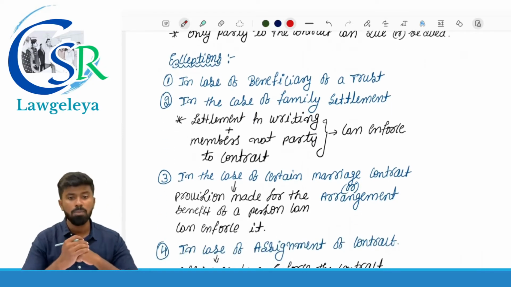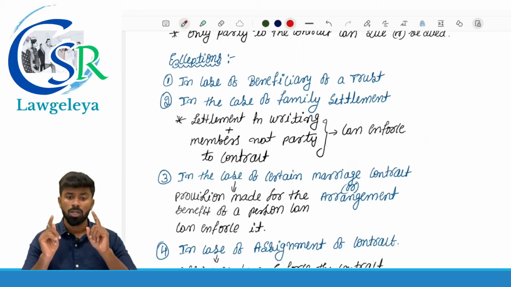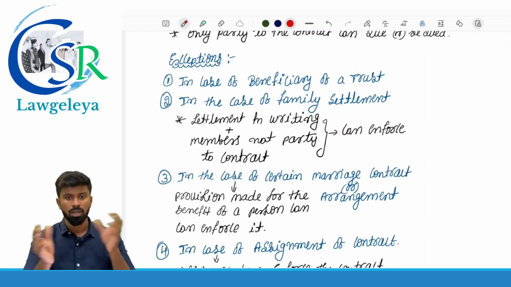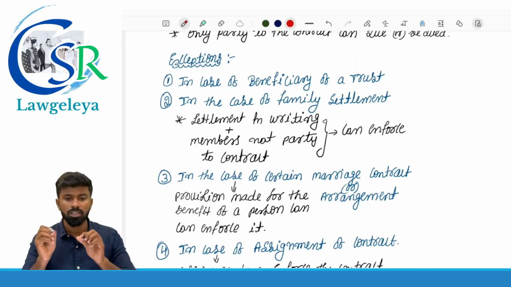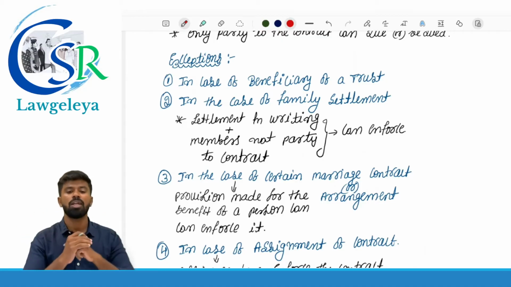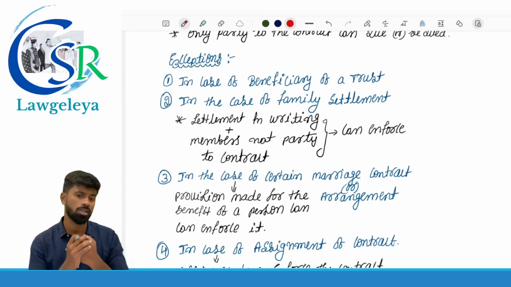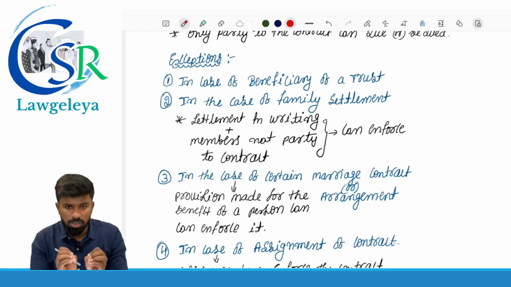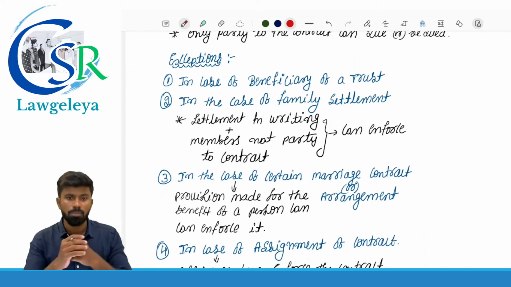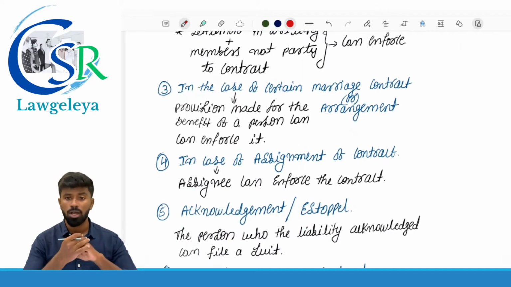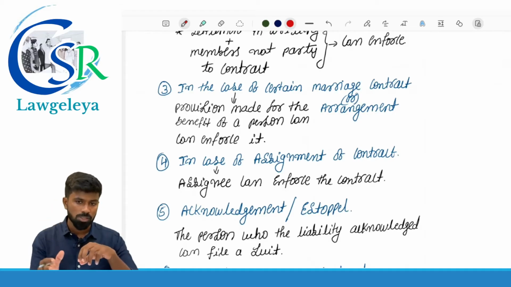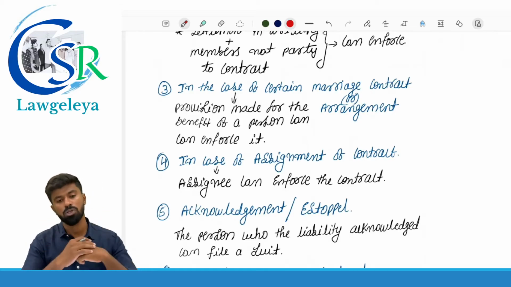Next one, in case of family settlement. If the settlement is in writing, the members who are not a party to the contract can also enforce it. Brothers made a promise to pay money to the mother. Even though the mother has not signed the document, still she can enforce the right against the sons if they don't pay the promised amount. So family settlement in writing, even a member who is not a party to the contract can enforce it. Next one, in case of certain marriage contract or arrangement, any provision made in the contract for the benefit of a person, the person for whose benefit the provision is made can enforce the contract.